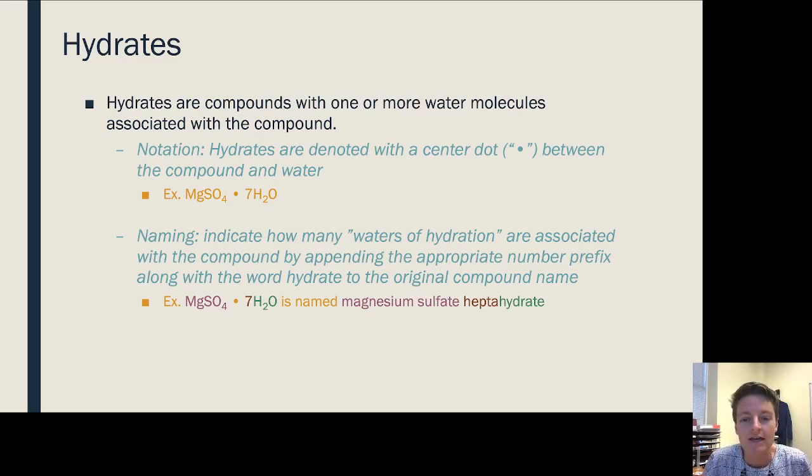How we name this is that we say the name of the original compound, and then we affix a suffix to the end of the compound name to indicate how many waters of hydration are associated with the compound. We use the same prefixes to indicate numbers that we did with covalent compounds, and then the word hydrate is what we use for H2O. So in our example of MgSO4·7H2O, how we would name this compound would be magnesium sulfate for the reasons that we discussed on the previous slide, hepta for 7, hydrate. So magnesium sulfate heptahydrate.